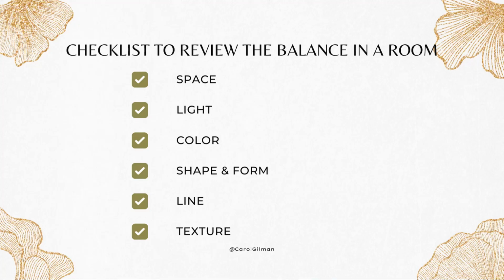So the first thing that we're going to do, let's take a look at our checklist that we're going to use to review and see how our rooms are working. Our checklist is a list of 6 different things. And actually all of these different little checklist points are the design elements.